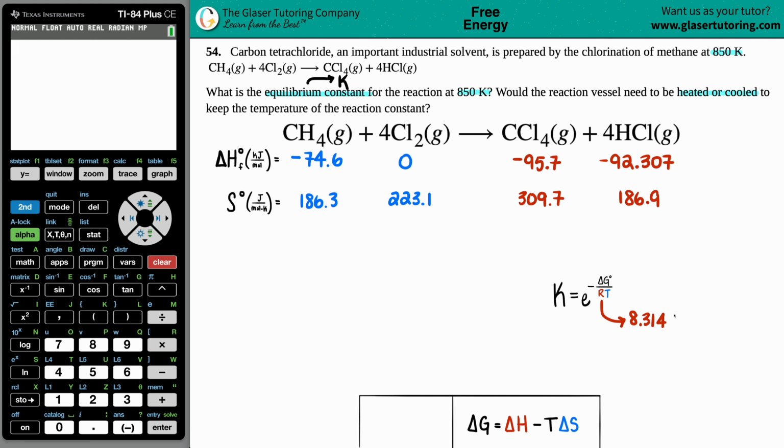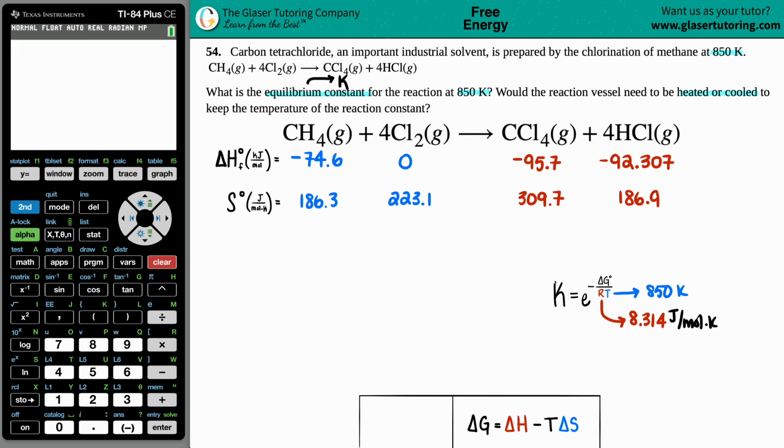The units for the R value is joules per mole times Kelvin. So delta G is only allowed to be in joules, and the temperature is only allowed to be in Kelvin. But that's good, because they gave it to us for 850. So I don't have to convert here. They already told me 850 Kelvin. So I have the R, I have the T, the E button is on the calculator.